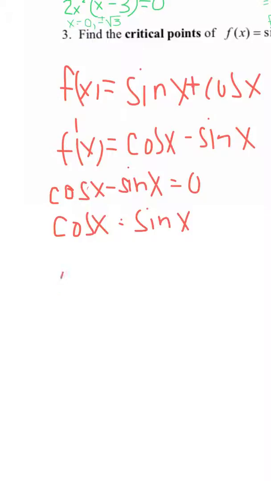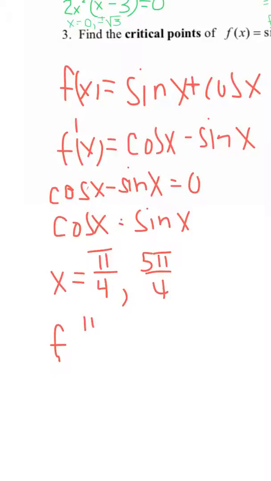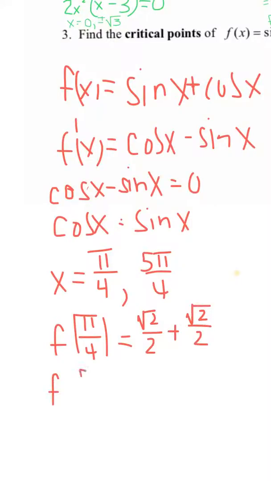The two places where that happens on the unit circle are in the first quadrant and in the third quadrant. In the first quadrant where they're both positive at pi over 4. In the third quadrant where they're both negative at 5 pi over 4. And so that gives me the x values of the critical points. The y values of the critical points at pi over 4, we get root 2 over 2 for sine and root 2 over 2 for cosine. Altogether, that's just root 2.